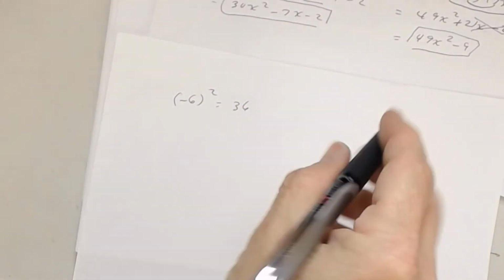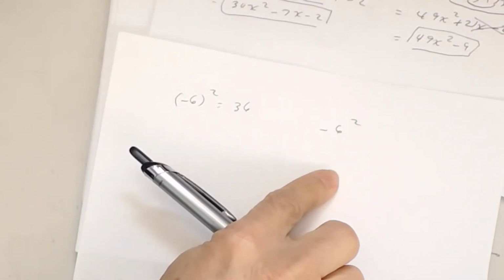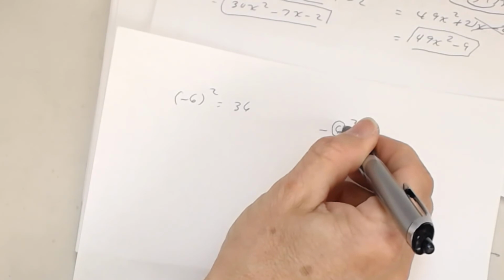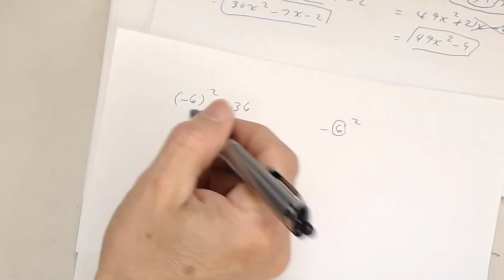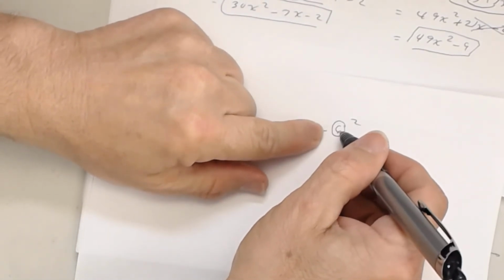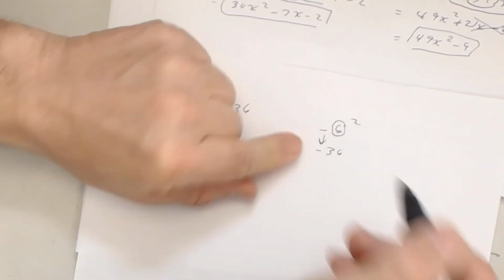I kept getting that confused. Because there is a difference between these two: parentheses and no parentheses. In this one, the only thing being squared is 6. Here, what's being squared? Negative 6. So here, the only thing being squared is 6. So 6 times 6 is 36, but it is a negative 36. There is no parentheses here.